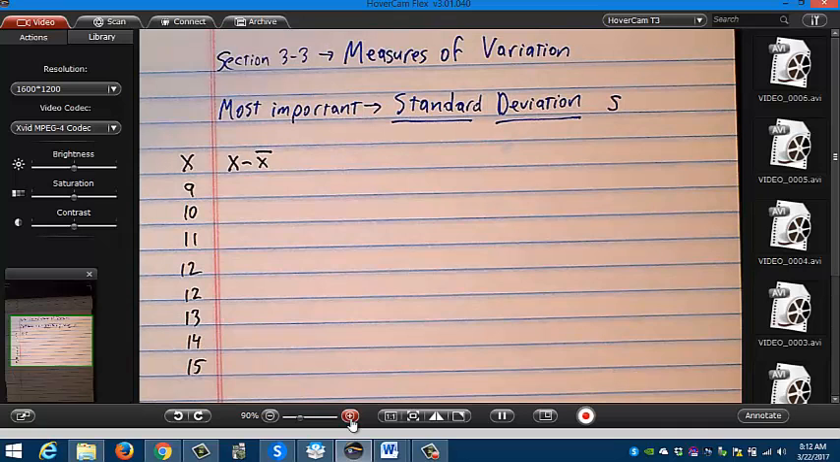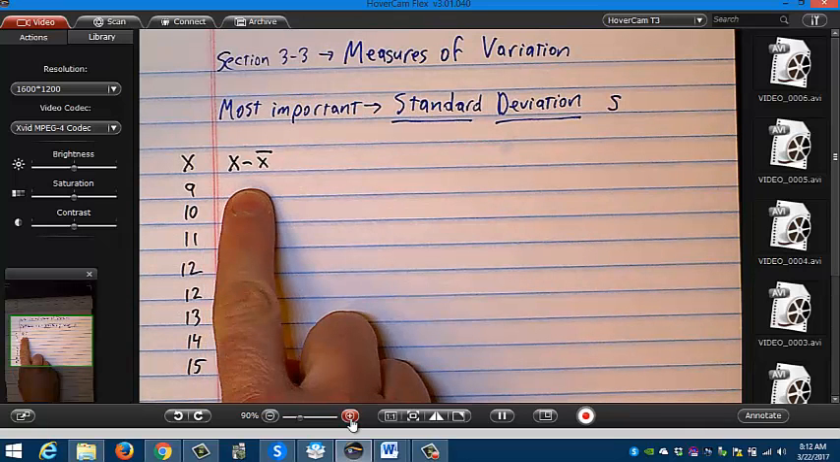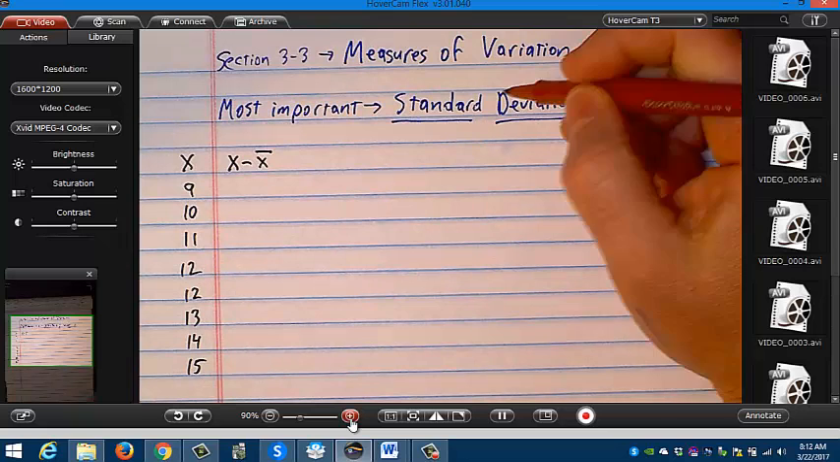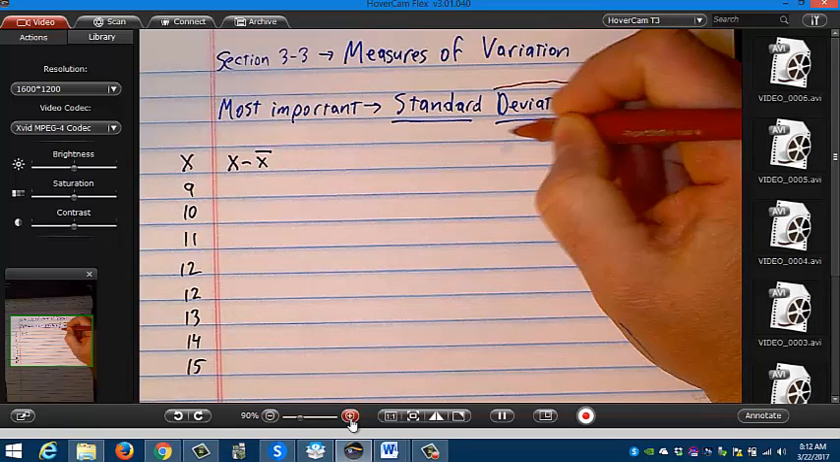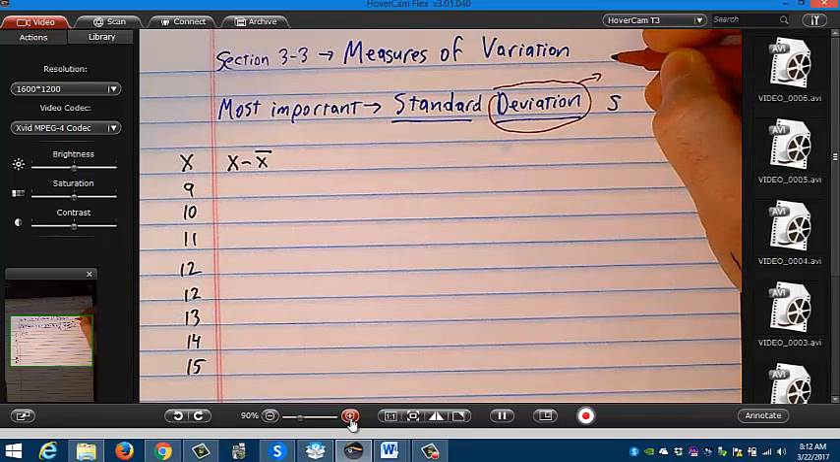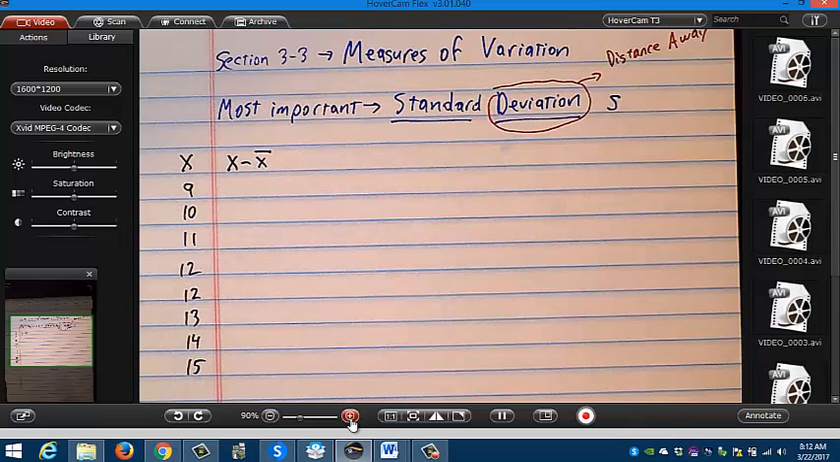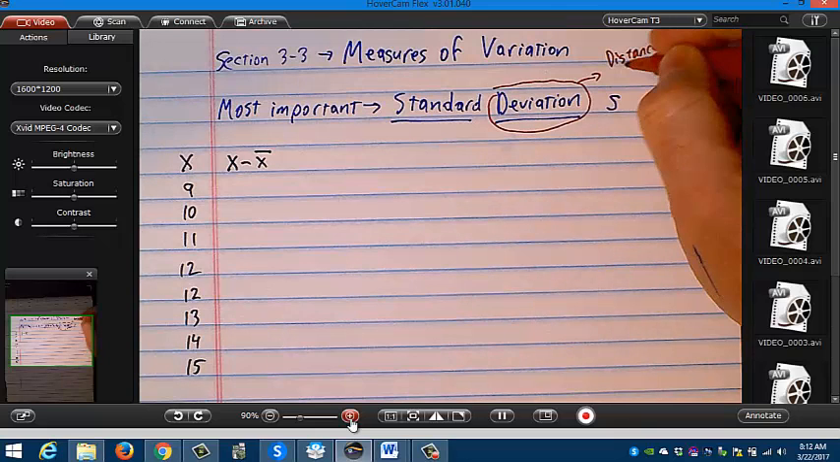And now, why am I subtracting the mean? Well, because when we say deviation, what we're really meaning here is distance away. That's kind of what deviation means. Distance away from what? From the mean.